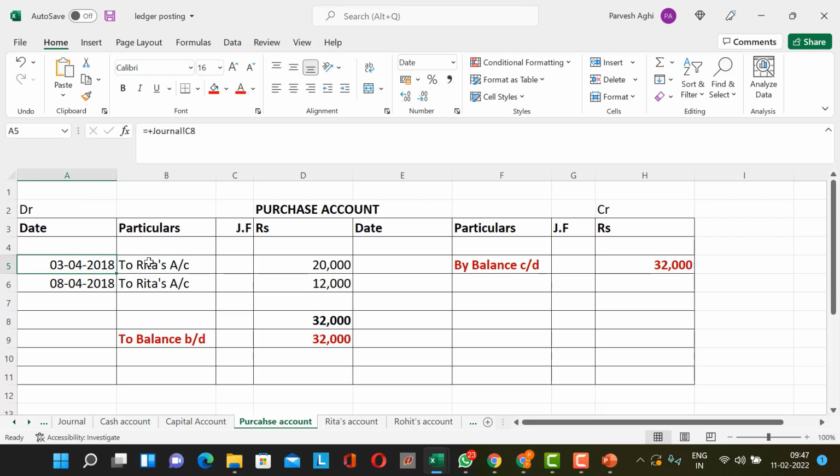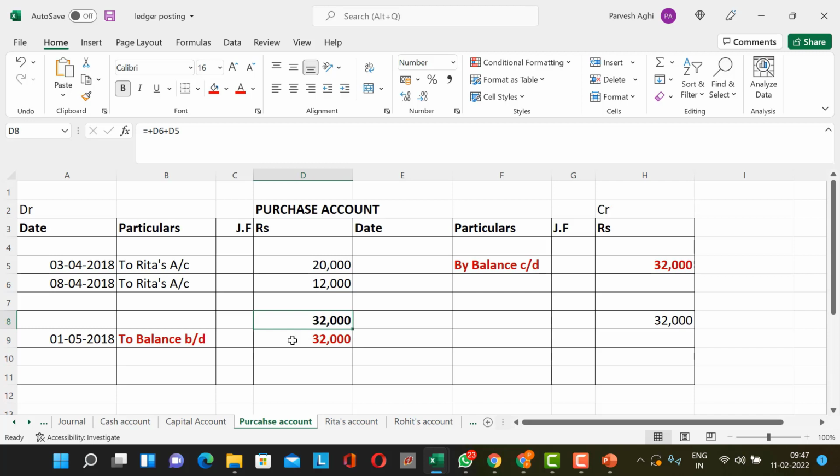Rita is our supplier. She supplied goods on 3rd of April and on 8th of April, for 20,000 and 12,000. We make a total of this and write the total here also. Then we say this is my balance, and we transfer this balance down on 1st of May. This is the balance of purchases, my expense for the month of April. My total expense for the month of April is 32,000.